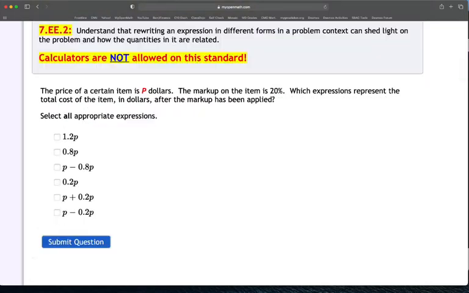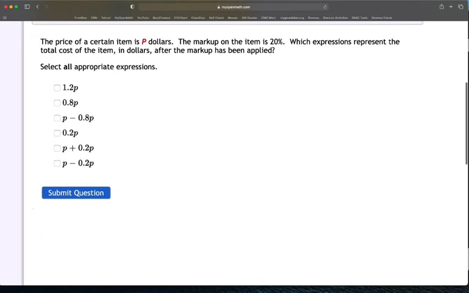In the standard 7.EE.2, where we are asked to understand that rewriting an expression in different forms in a problem context can shed light on the problem and how the quantities in it are related. A reminder that calculators are not allowed in this standard. Let's pretend like we were presented with this problem right here. The price of a certain item is P dollars. The markup on the item is 20%.